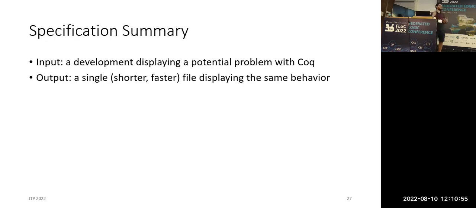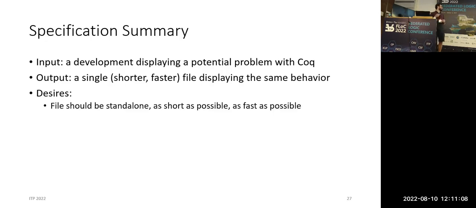And so the output isn't supposed to say whether it's a bug in Coq or a bug in your understanding. It's just supposed to be a shorter, smaller, faster file, single file, ideally, displaying the same behavior. And the things we want here are that the file should be standalone.